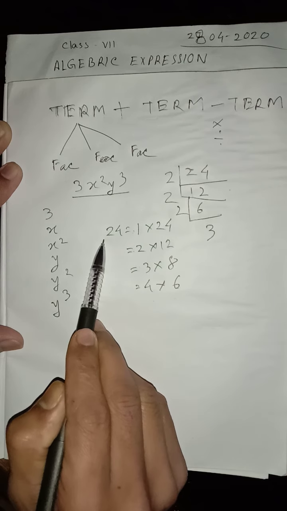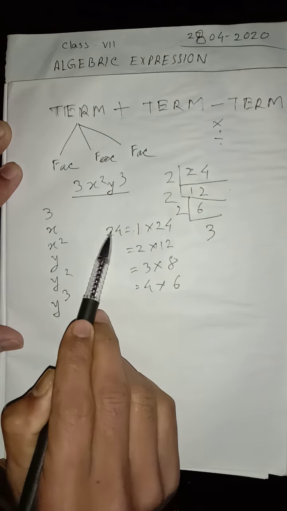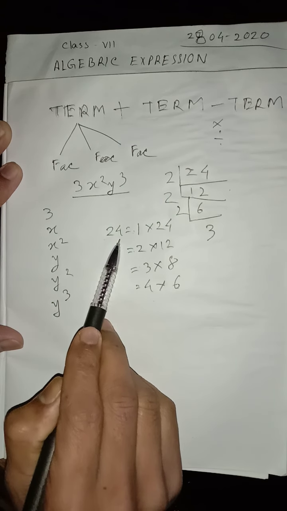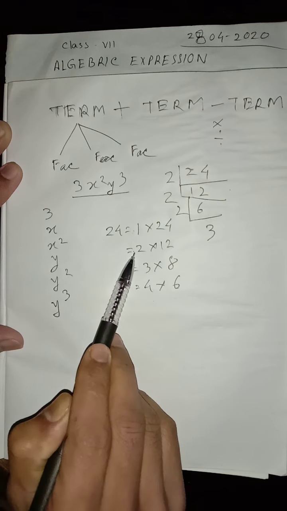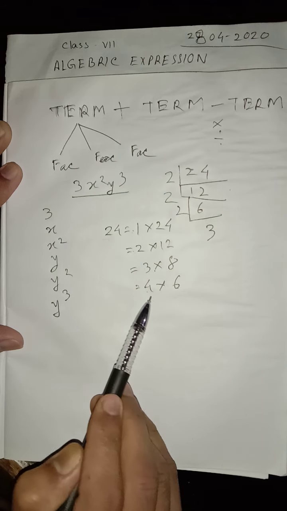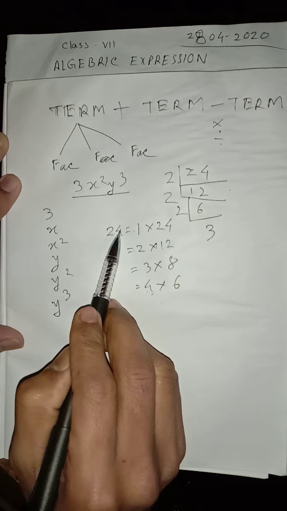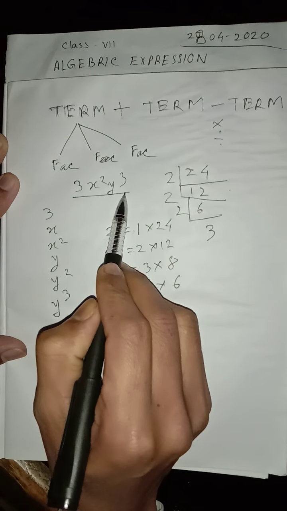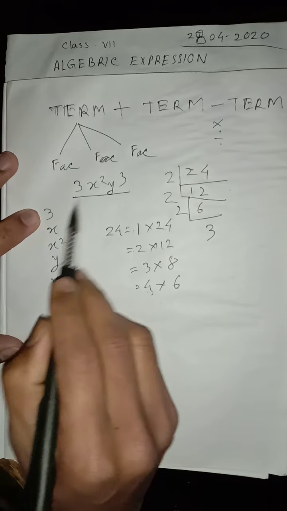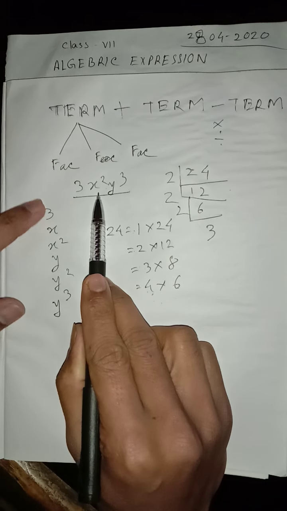So 24 is a number. Here 1 is a factor of 24, 2 is a factor of 24, 3 is a factor of 24. Why? Because we can divide 24 by 1, by 2, by 3, by 4 also, but with 5 we cannot divide 24. Therefore 5 is not a factor of this number. Similarly, this term can be divided by 3, by x, by x square, by y, y square, y cube. Therefore, these are the factors of a term.